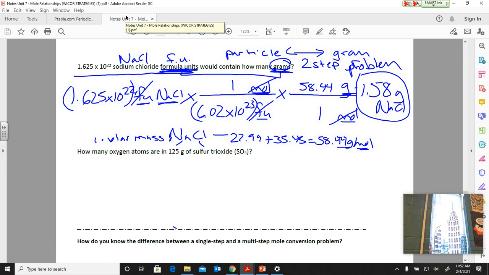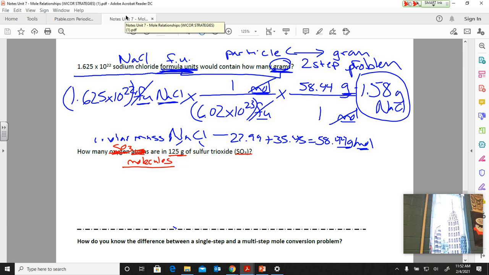I'm going to say, how many molecules of SO3? How many SO3 molecules are in 125 grams, that's what I'm starting with, 125 grams of sulfur trioxide. So if I have 125 grams of sulfur trioxide, which is SO3, how many molecules do I have inside of it? So again, you're noticing, how do I know this is a two-step problem? Because you go from grams to molecules. So grams to particles is when I know it's a two-step problem.